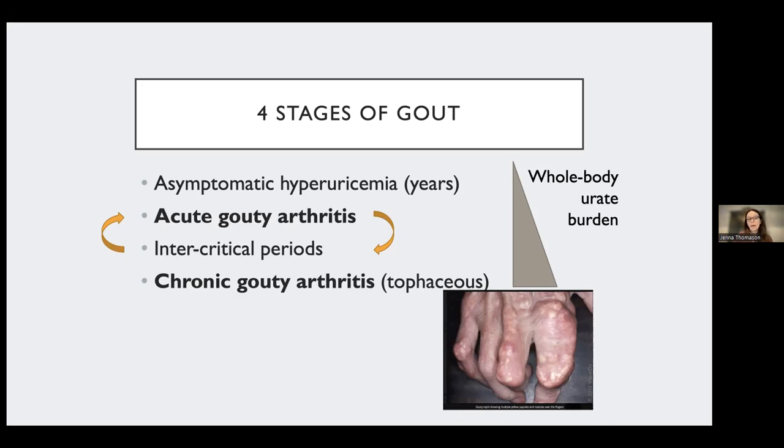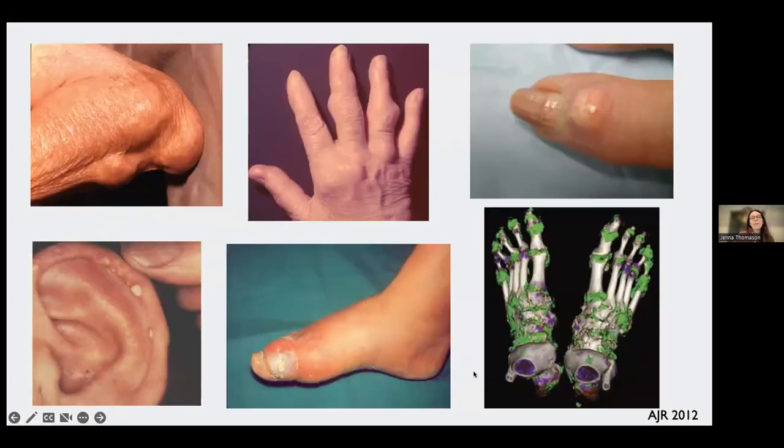And then if they are untreated for many years, they will go on to have chronic gouty arthritis with tophi. These patients are the ones that have polyarticular flares, so multiple joints affected at a time. They also have this kind of chronic inflammatory state where they have more pain and stiffness in their joints. That is not just that acute flare up, but it's more of a chronic condition at that point with more chronic symptoms.